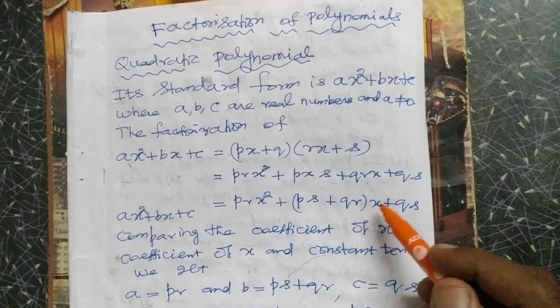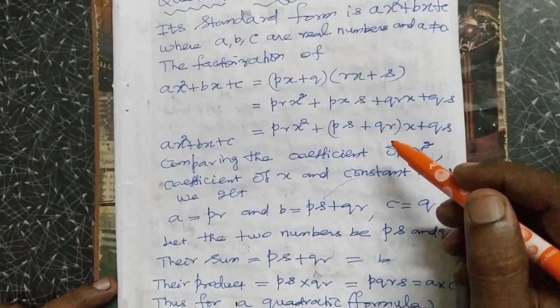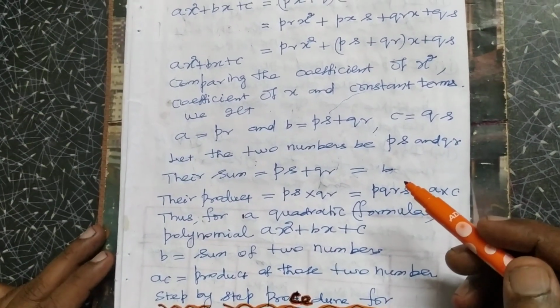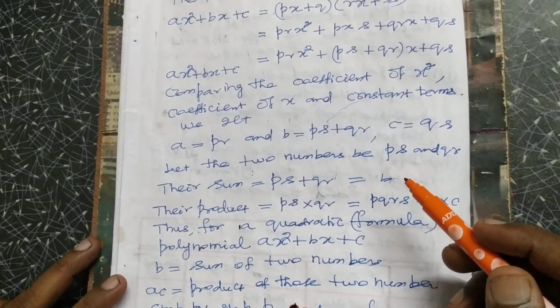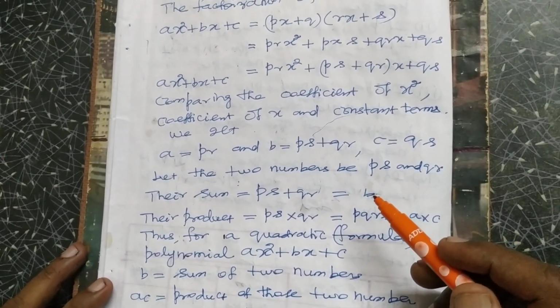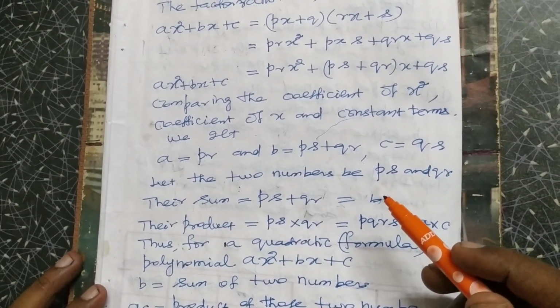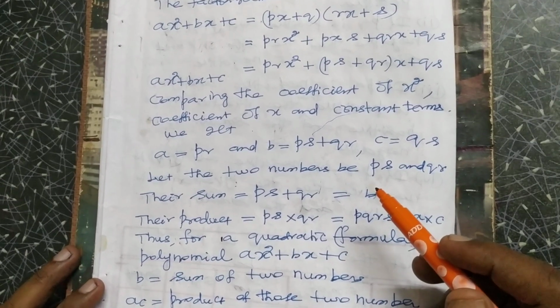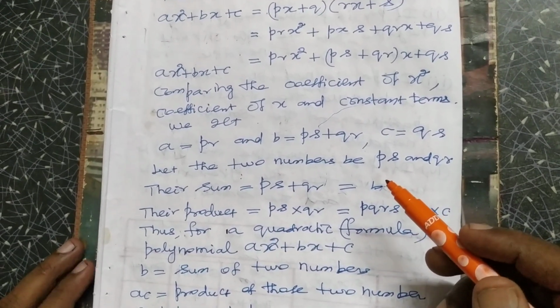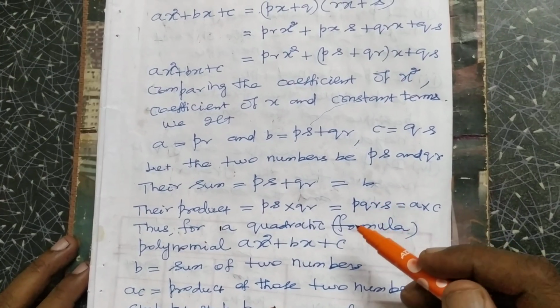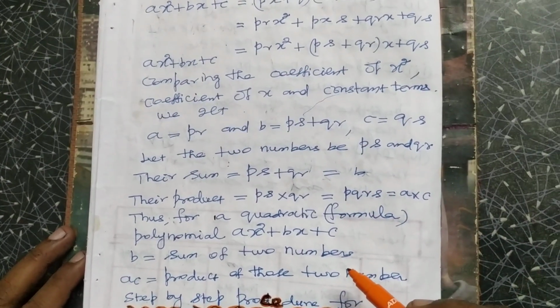As we have already seen, a polynomial of degree n will have at most n roots. Therefore, the quadratic polynomial having degree 2 will have at most 2 zeros, that is, 2 factors. Now, let us learn how to do the factorization procedure.